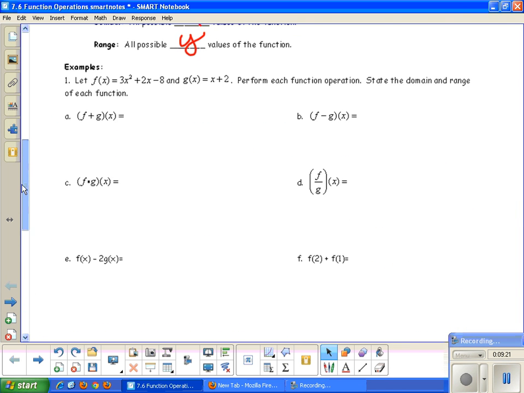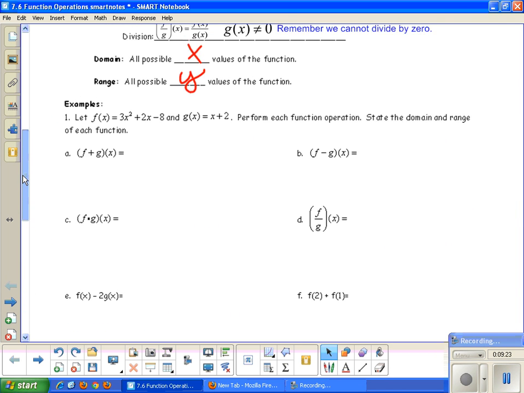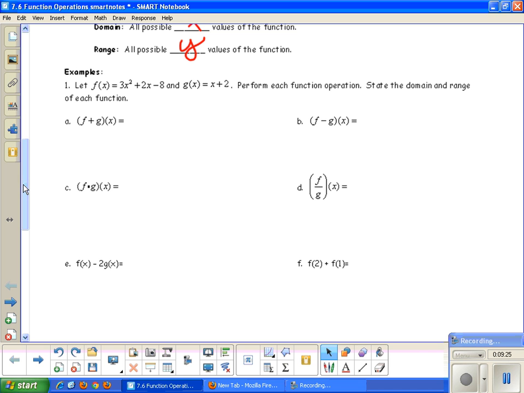So let's go back up here and do some of this. For these examples, it says, let f of x equal this function we're given right here, and g of x is equal to x plus 2. Perform each function operation, state the domain and range of each function. We're not going to state the range, we're just going to state the domain of the function.